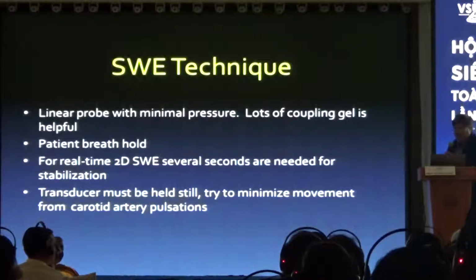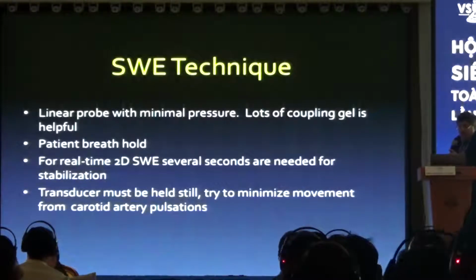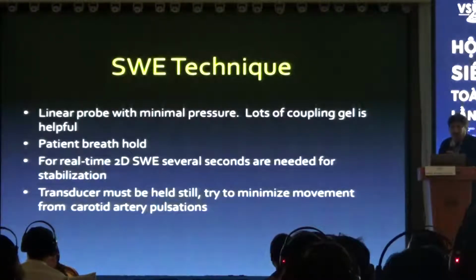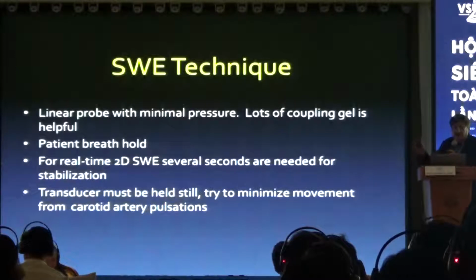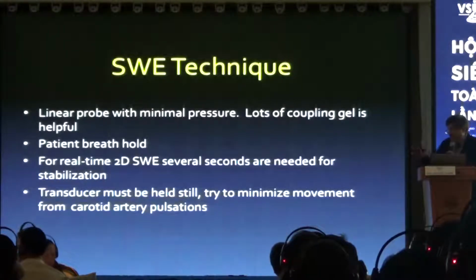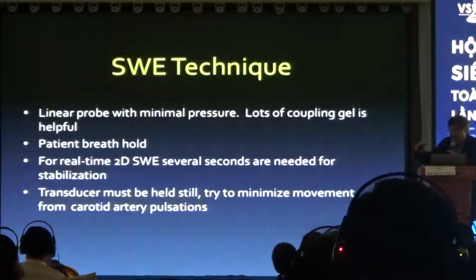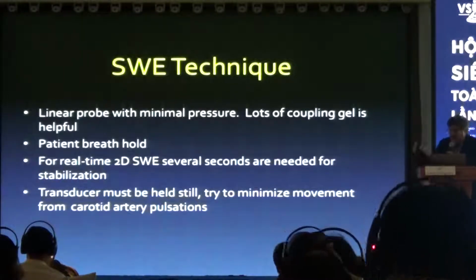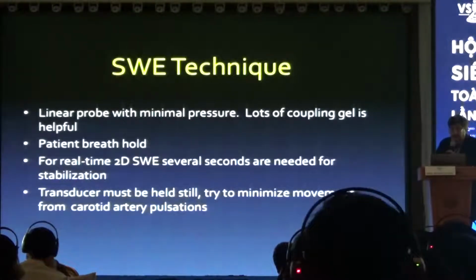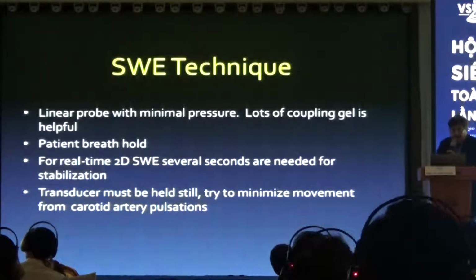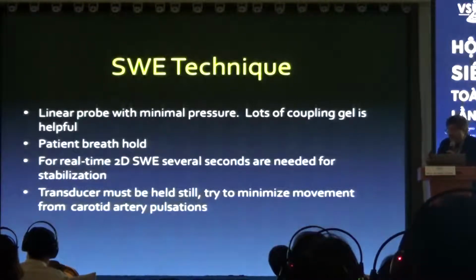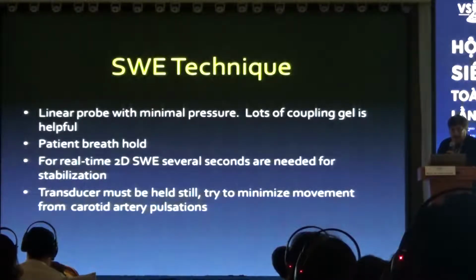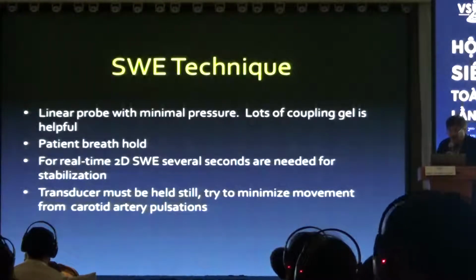The shear wave technique, you're always going to use your linear probe, minimal pressure. Lots of cupping gel is very helpful, particularly in these organs that are not flat, because you can use the gel to make sure you're applying the same amount of pressure and using the gel to fill the gaps. You want to have the patient hold their breath, and usually you have to wait a couple seconds for the system to stabilize, and then you must hold the transducer still and try to minimize the movement from carotid artery pulsations by choosing a plane that's as far away from the carotid as you can.